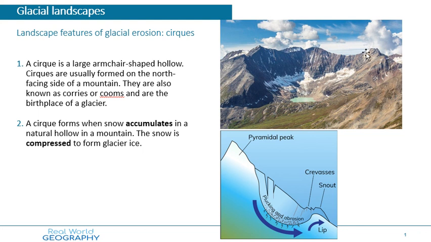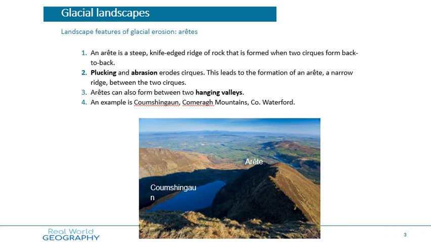Think of a little pyramid: the sharp edges between each side are your arete. So your arete is your pyramid knife edge that is formed when two cirques form back to back. As you know, plucking and abrasion erode and form cirques, and this leads to the formation of the narrow ridge, as plucking and abrasion takes place, making the cirque wider. An arete can also form between two hanging valleys. We're going to look at what hanging valleys are next lesson.